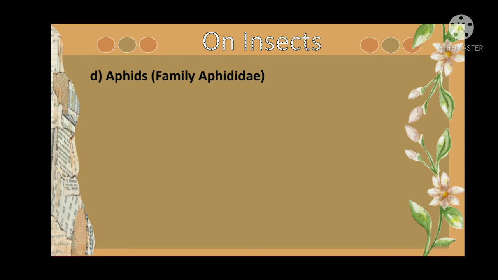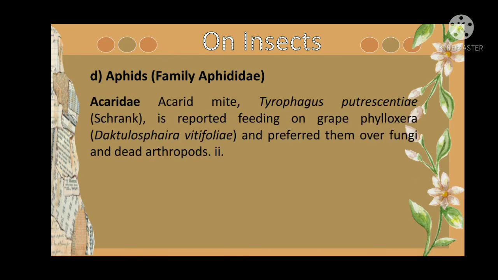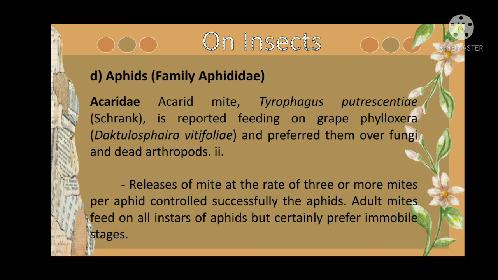Next is aphids, family Aphididae. Acaridae, acarid mite Tyrophagus putrescentiae, is reported feeding on grape phylloxera, and prefers to feed on fungi and dead arthropods. Releases of mites at the rate of 3 or more mites per aphid controlled aphids successfully. Adult mites feed on instars of aphids but are especially prominent in mobile stages.